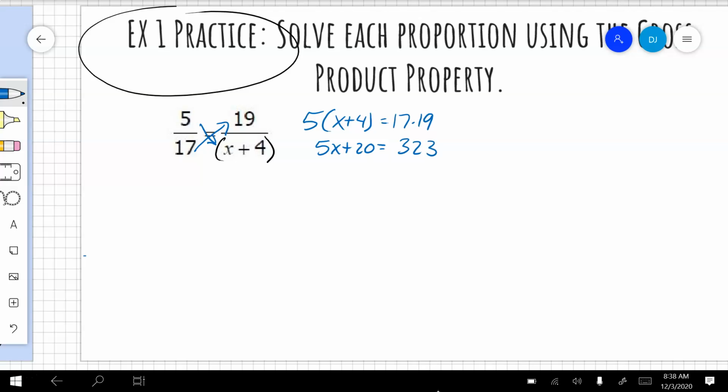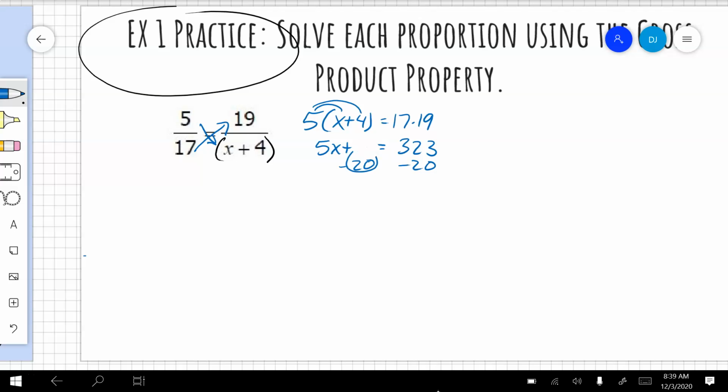Okay, 19 times 17 is just going to give you 323. Okay, now we're going to go ahead and solve for x. So we're going to go ahead and subtract 20 to both sides. The very first step up here was I distributed 5 to x and 4, so that became 5x plus 20.